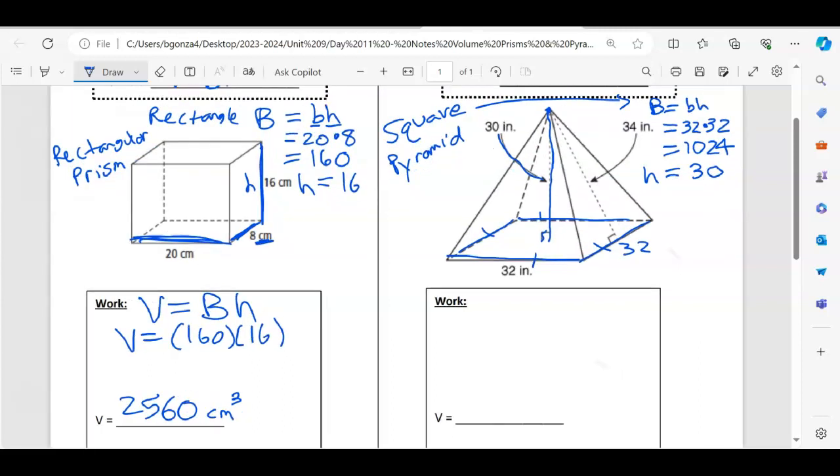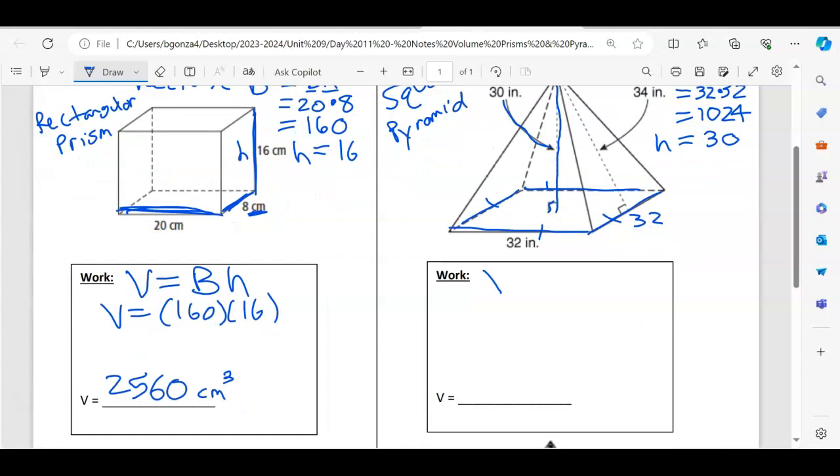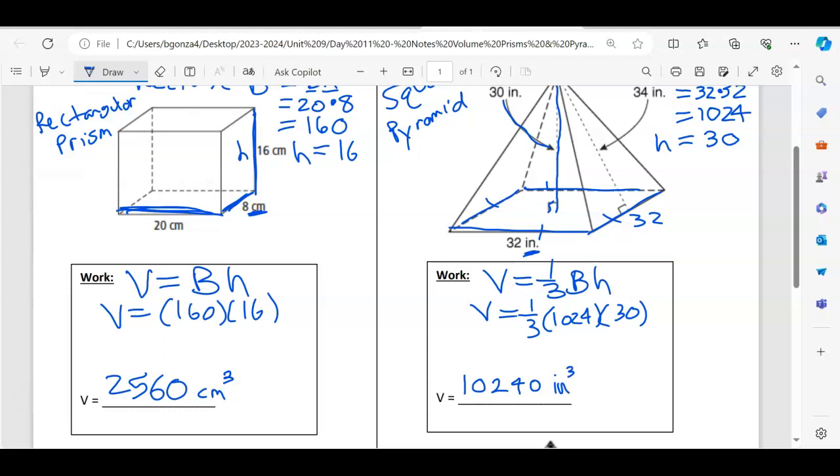Now we can get down to business with this volume. For a pyramid, don't forget the 1/3. Okay? So it's 1/3 B, which is 1,024, times the height, which is 30. You plug that in the calculator and you will get 10,240. And my units of measure this time are inches. Again, it has to be cubed. Cool.